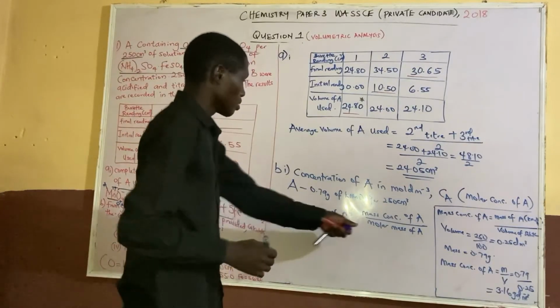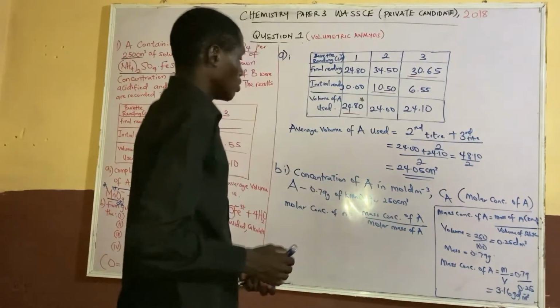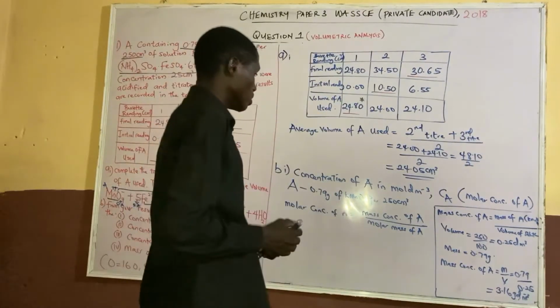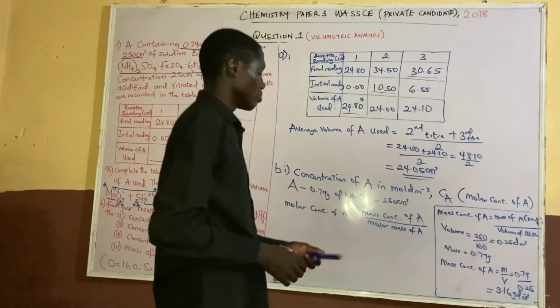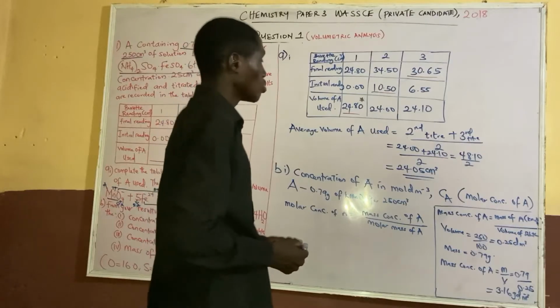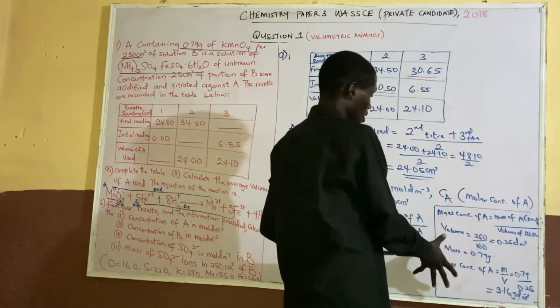We have successfully calculated the mass concentration. But what about the molar mass of A? Make sure that you arrange this very well. The mass concentration is calculated, and now let's calculate the molar mass.